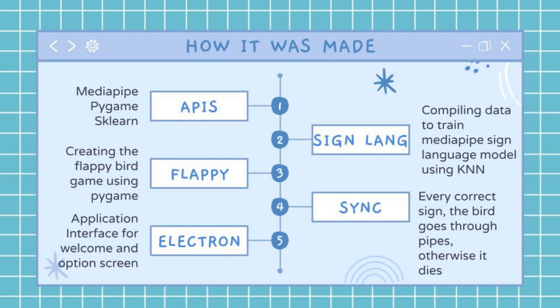For syncing the different gestures with the actual bird, we listed if the sign is this. If it is correct, then the Flappy Bird will go through the pipe. Otherwise, the Flappy Bird will teleport to the bottom and die immediately. We then continued on with Python to create the application interface for the welcome and options screen that we drew ourselves.